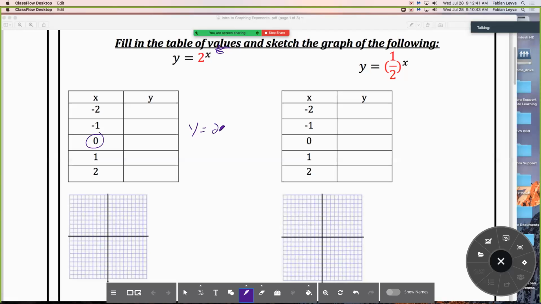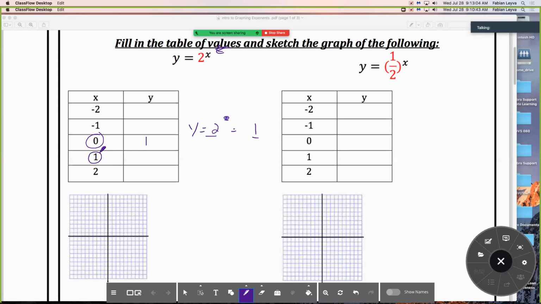y is going to be equal to 2 raised to the 0. Remember that anything raised to 0 has a specific value. That specific value is 1. If you remember from algebra 1, it has something to do with multiplicity and all that good stuff. But all you really have to remember, at least for today, is that anything raised to the 0 equals 1. So 2 raised to the 0 equals 1. So if you plug in 0, you get a 1.